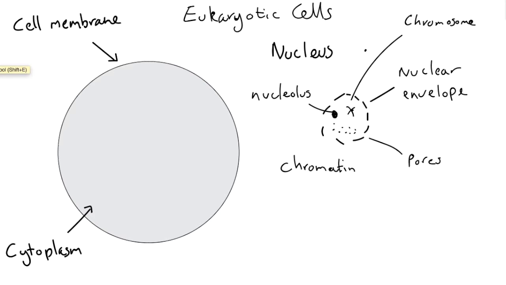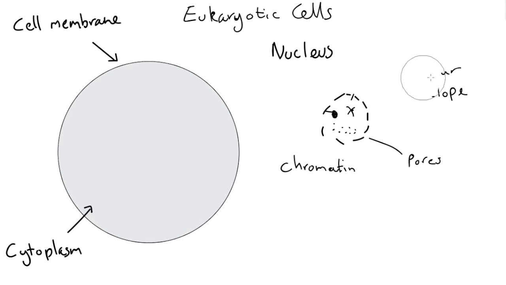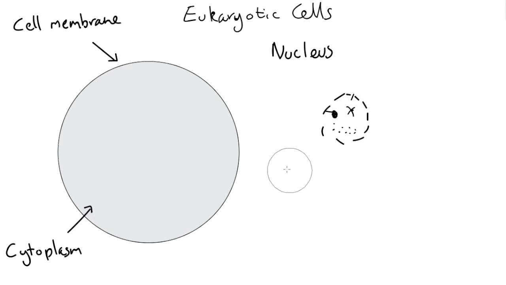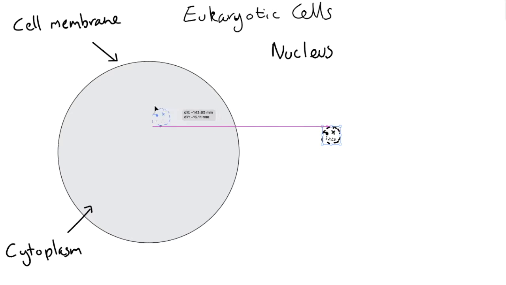So maybe a little bit more complicated than you've seen before. Just get rid of all this. What I'm going to do is stick our nucleus, squish it down a bit, stick it in the cell. The next organelle we'll talk about is a set of organelles called the endoplasmic reticulum.